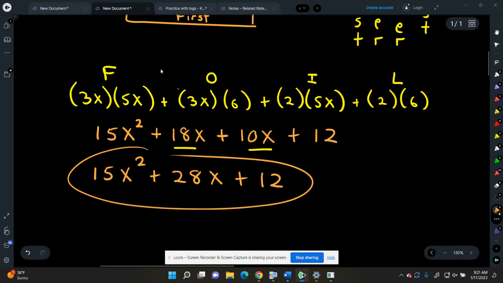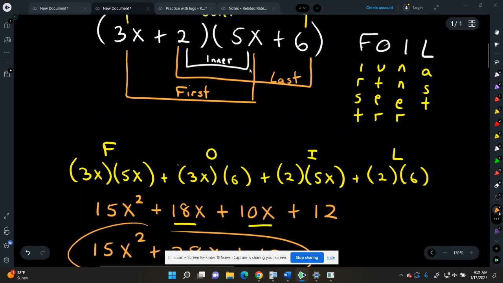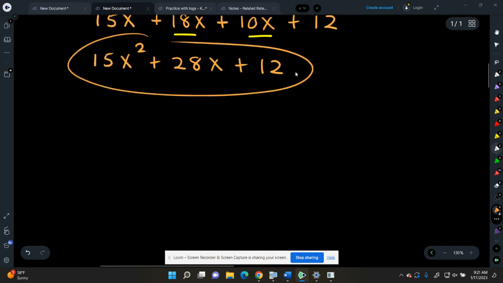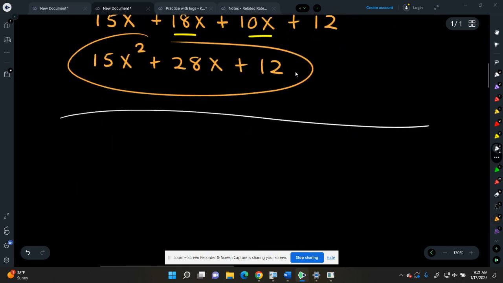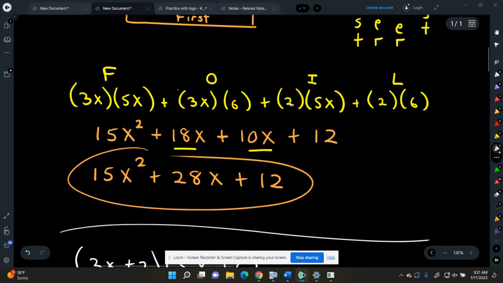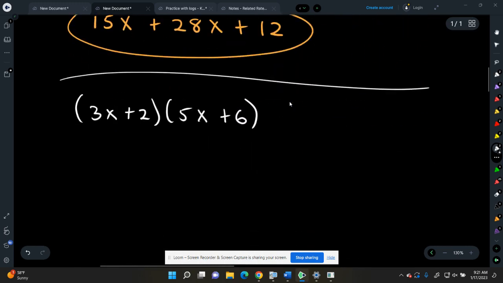Foiling is the same thing as distributing. It's just a way of remembering, make sure we take care of everything. I'm going to show you how to do this without foiling. Okay. So we're looking at 3x plus 2, 5x plus 6. Is that right? Yeah. Okay, so if we don't use a FOIL method, we're going to distribute.